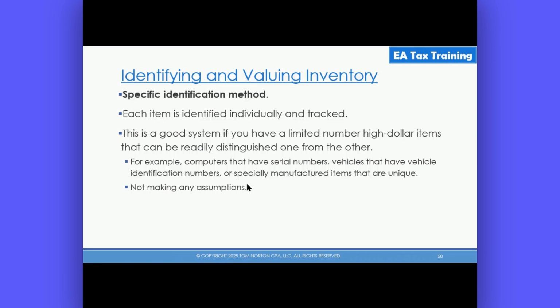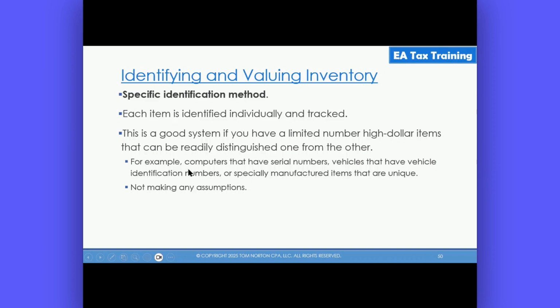With the specific identification method, you are not making any assumptions. You're not assuming how much you paid for that car. You know that the car with that vehicle identification number, you paid $20,000 for. So you can specifically identify that car and specifically identify how much you paid for it. So this is probably the best method. It's the most accurate method that you could have.